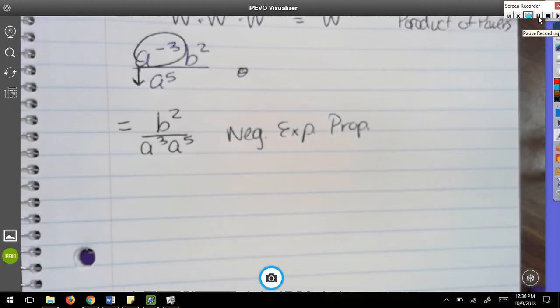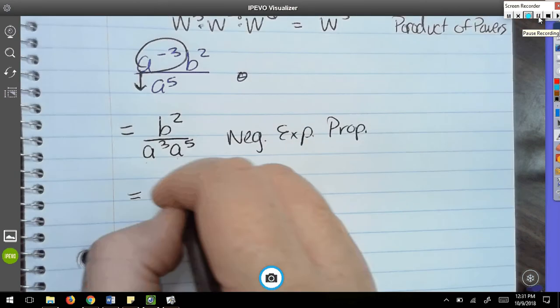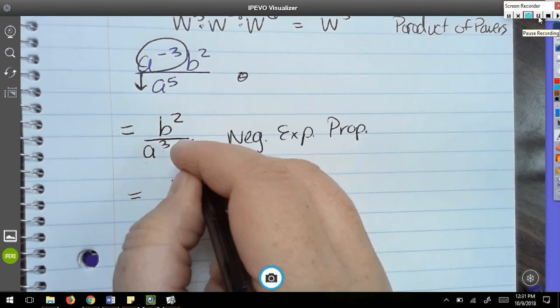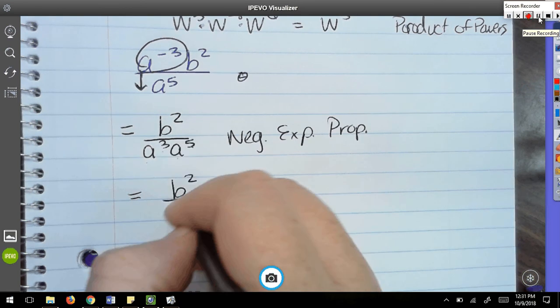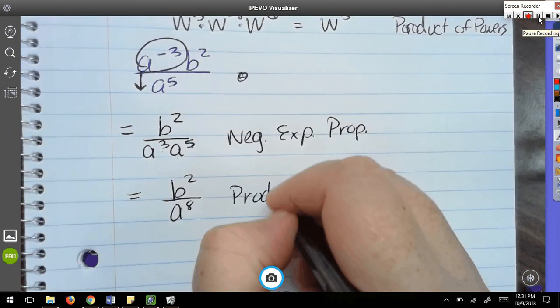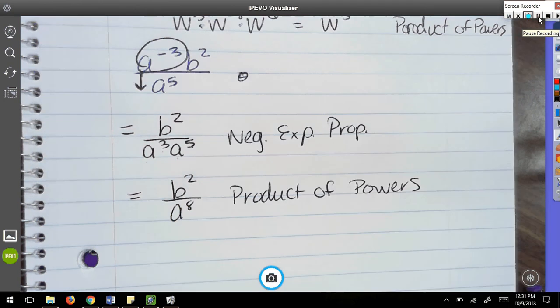Okay, next thing I see is that I've got 2 of the same bases in the bottom. So I'm going to combine those. 3 plus 5 would be 8, and that is product of powers. And now it's simplified.